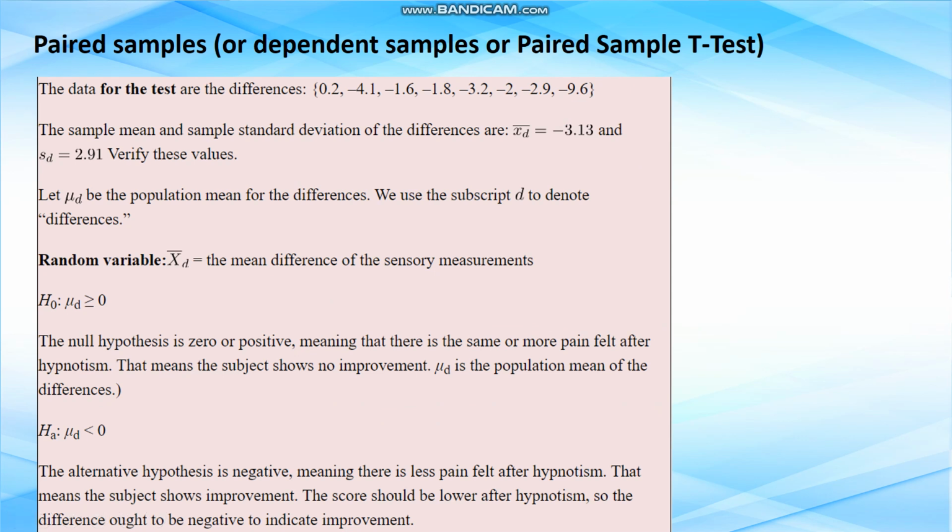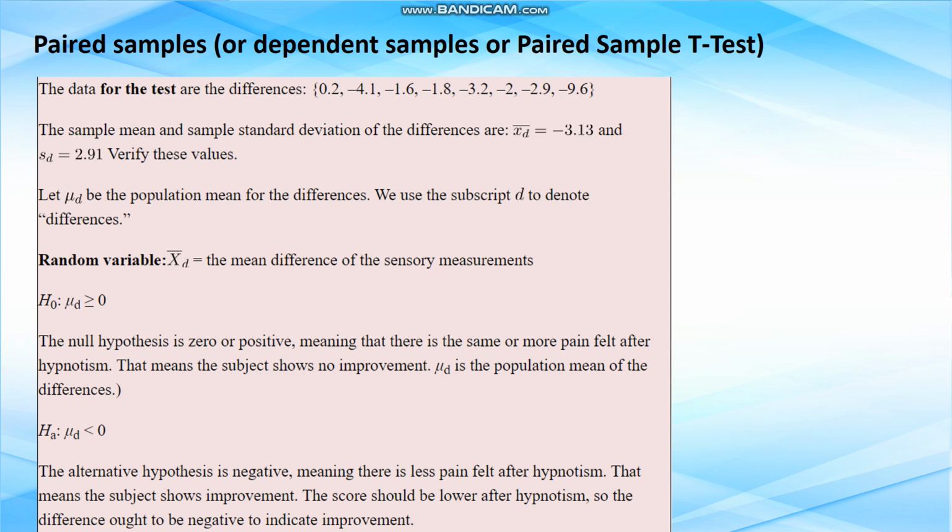And now you have two types of hypothesis. H0 is the null hypothesis: mu d is greater than or equal to 0, so the null hypothesis is zero or positive. It means that the same or more pain is felt after hypnotism. That means the subject shows no improvement. If you accept the null hypothesis, it means the subject shows no improvement.